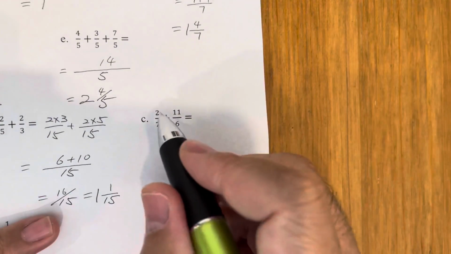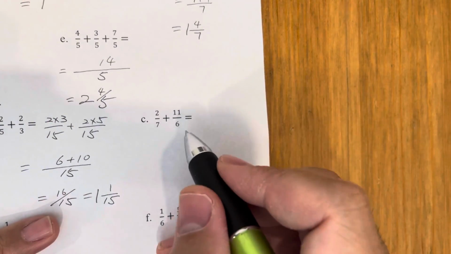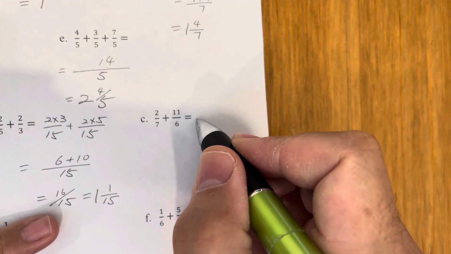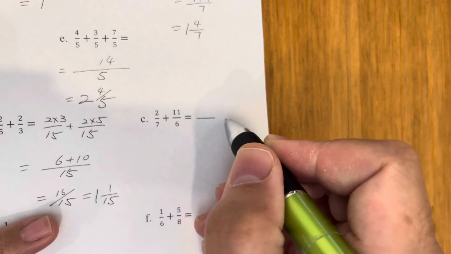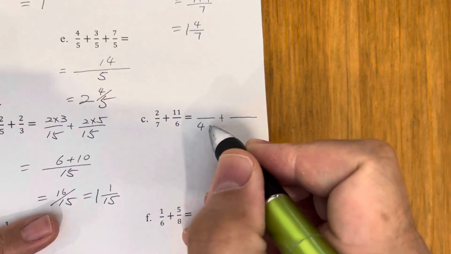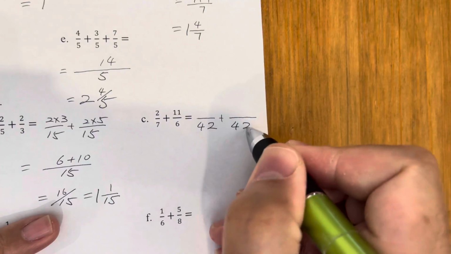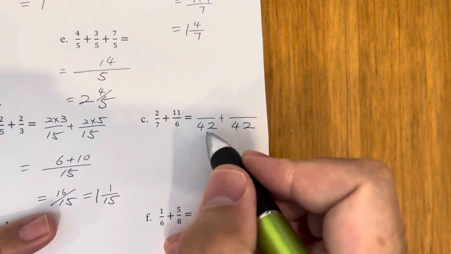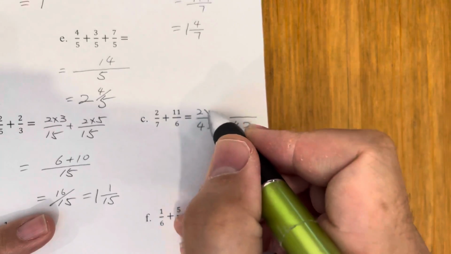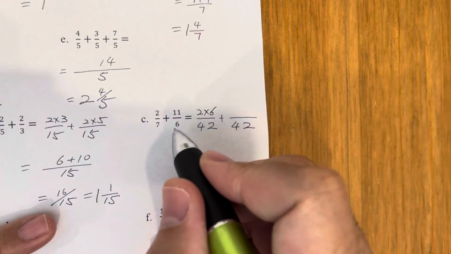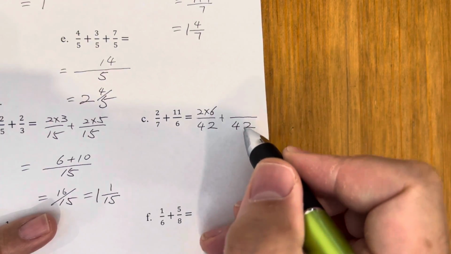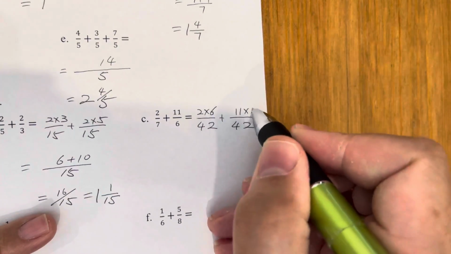C. 2/7 plus 11/6. What's the common multiple that both 6 and 7 can fit in? It's 42. How many 7 can fit in 42? 6 times. So we multiply the top by 6. How many 6 can fit in 42? 7 times. Then we multiply the top by 7.